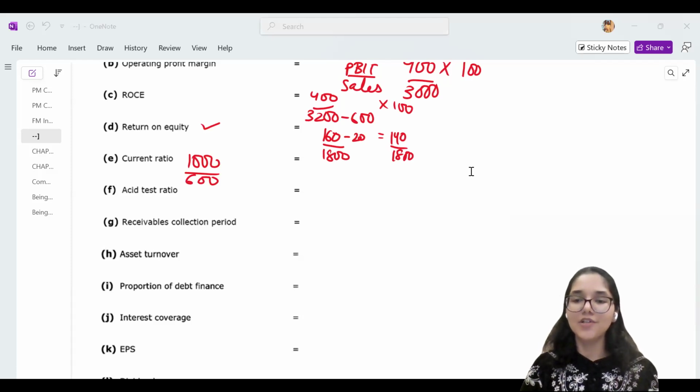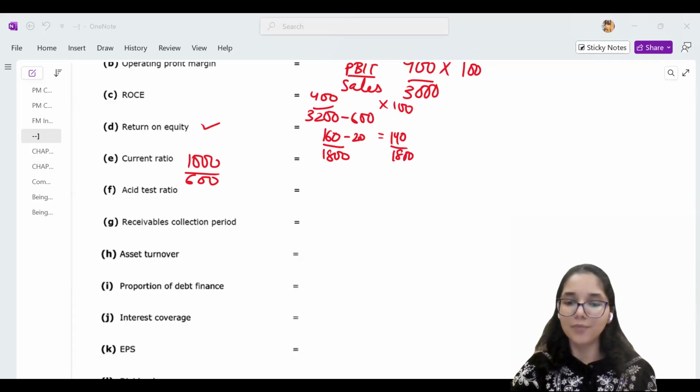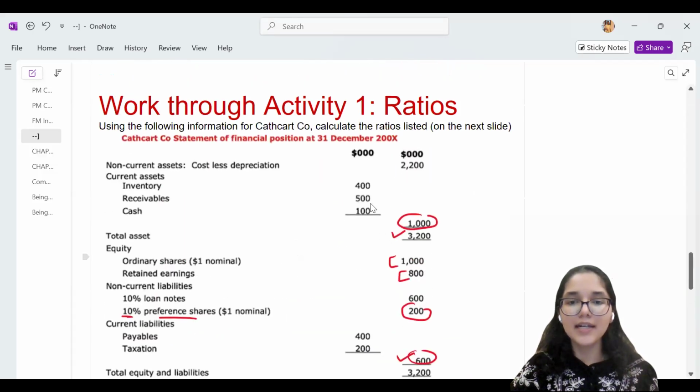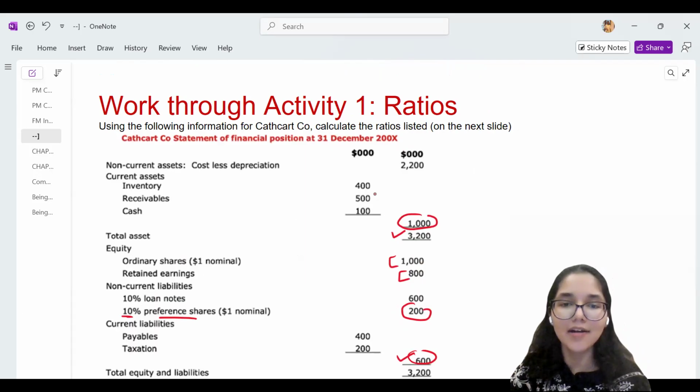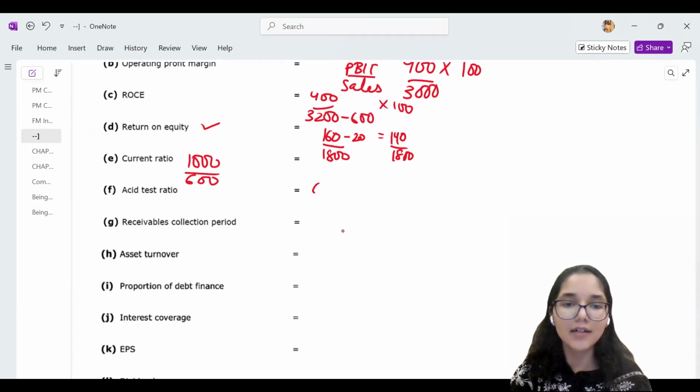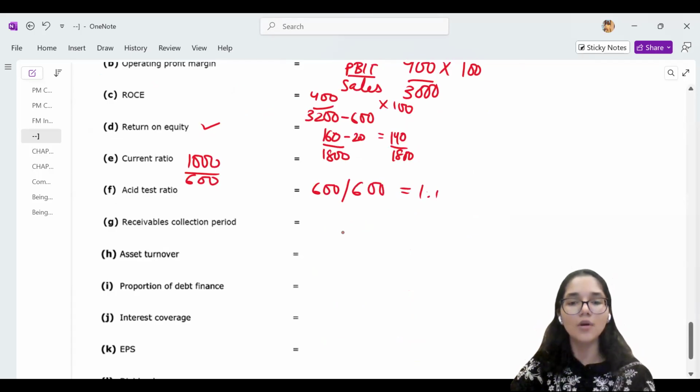For the asset test ratio, just subtract the inventory from the numerator. Absolutely correct. So let's see how much inventory is given to us. Out of 1000, inventory is 400. So just add receivables and cash. This will be 600. So you have 600 divided by liabilities, which remain the same. This will give you the ratio of 1 is to 1.